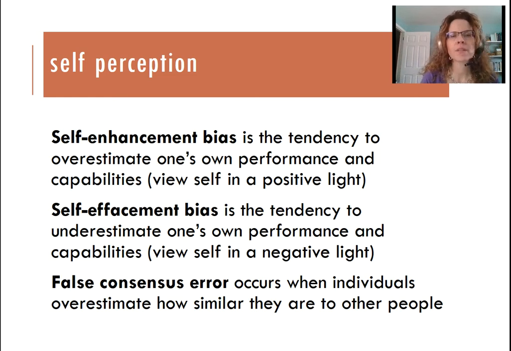False consensus error happens when we overestimate how similar we are to other people. So we imagine, for example, that everyone who's around our age thinks the same way that we do, or everyone who came from our high school thinks a certain way, or everyone raised, let's say, in a particular faith tradition thinks or behaves a certain way, or everyone who shares the same gender identification as we do maybe thinks the same way. And we don't bother actually collecting data on what any of these people actually thinks or what they actually do.